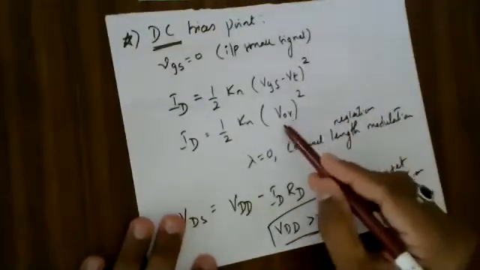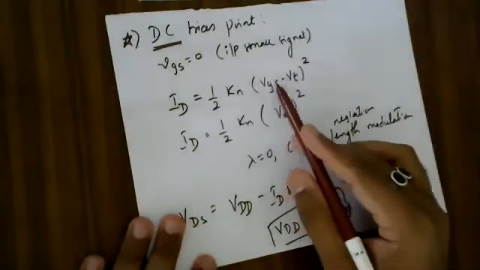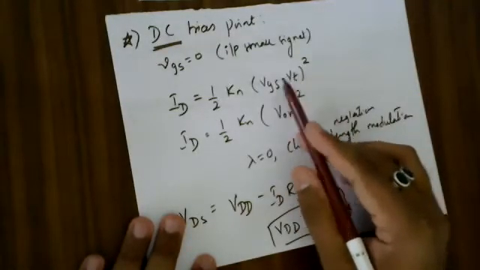So what is your VOV? VOV is VGS minus VT.